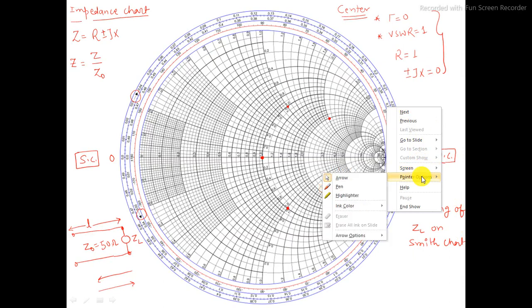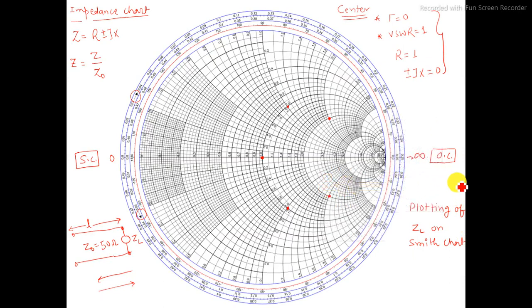In today's topic, I'll be teaching you how to find out the V maximum and V minimum location for a particular given load impedance. So let's see the situation. Before starting directly with V maxima and V minima, I would like to give a small recap.